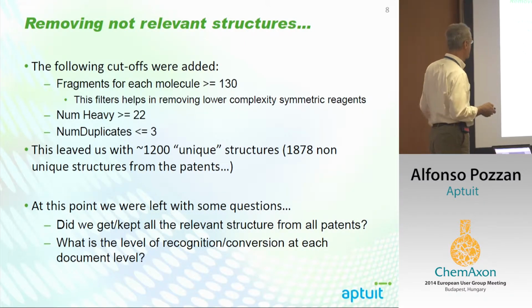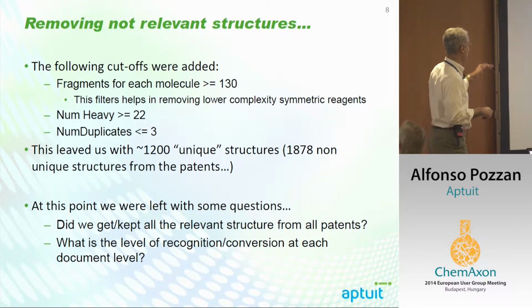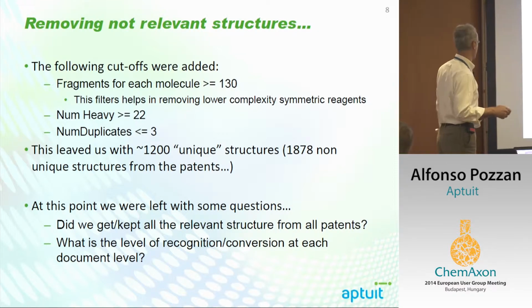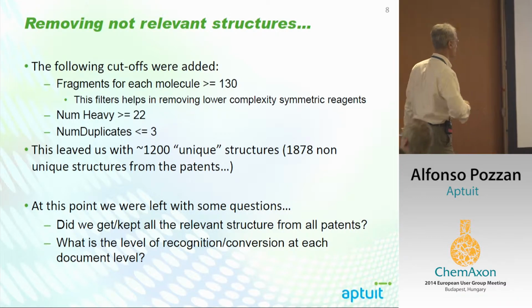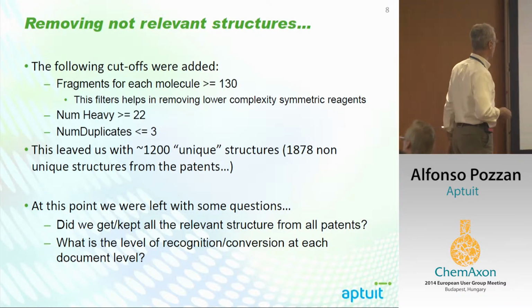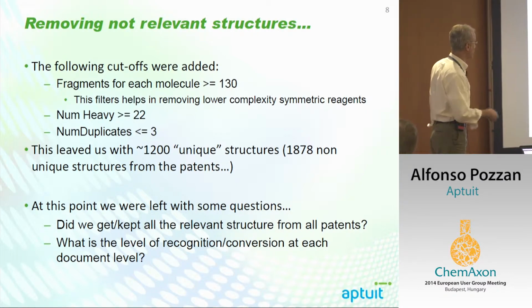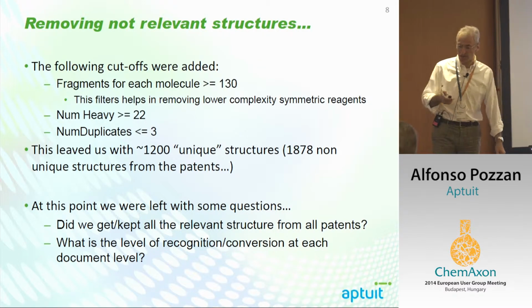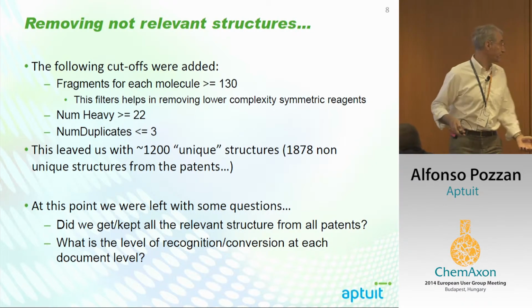So adding to the previous simple filter the fact that we want molecules with more than 130 fragments from 1 to 7, the number of heavy atoms greater than 22, and the number of duplicates within a single patent less than or equal to 3, we end up with about 1,200 unique structures, and about 2,000 non-unique structures. At this point, we ask ourselves, did we get the relevant structures from the patent?